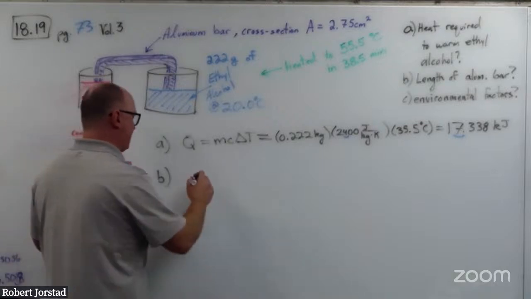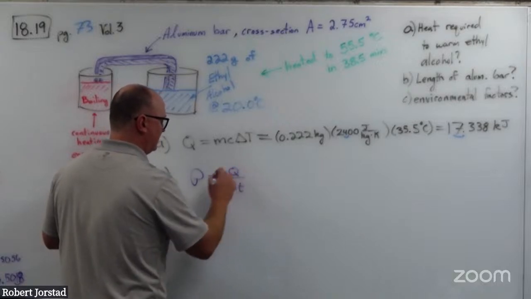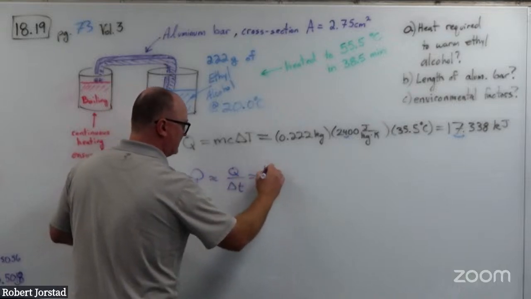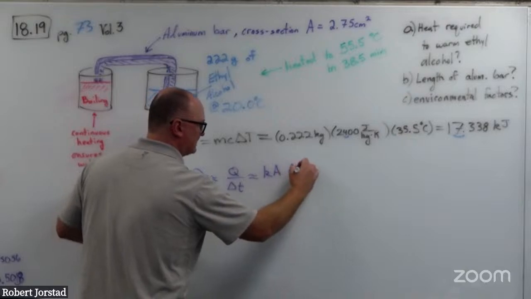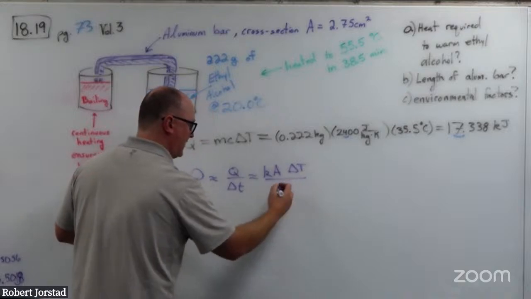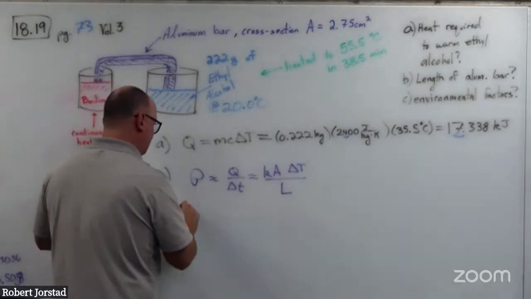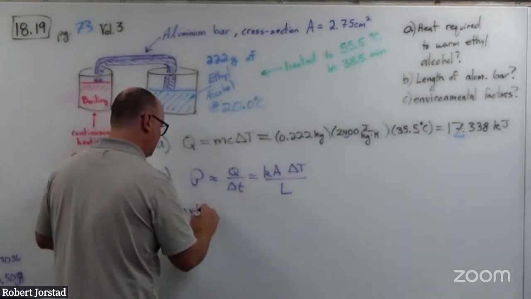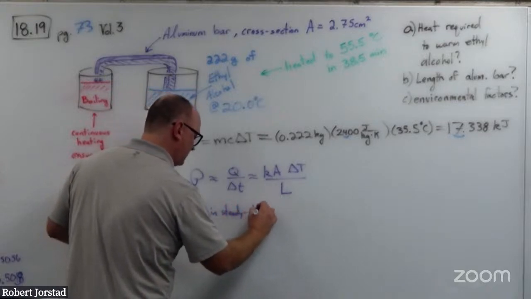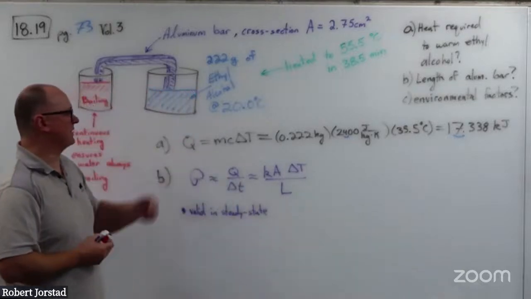I'm going to write that down. I know that power equals Q over delta t, approximately equals k A delta T over L, where L is the length of the rod. Now, this equation is valid in steady state. What does steady state mean? Things aren't changing. Is that really true for this problem?